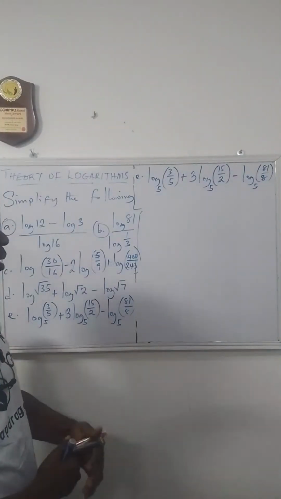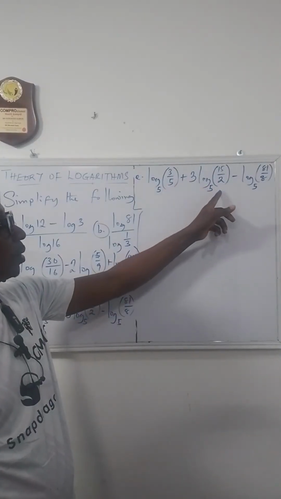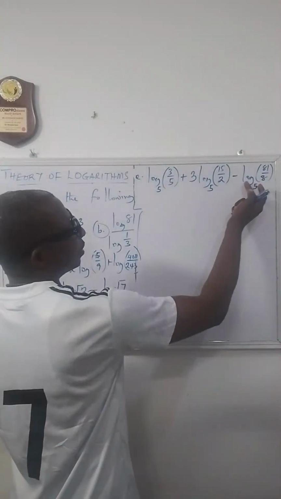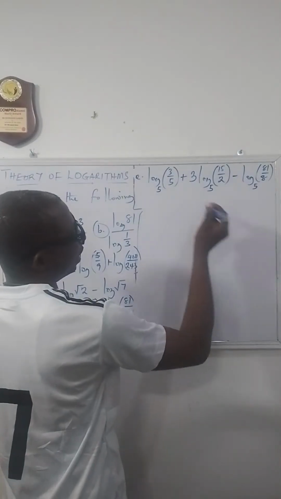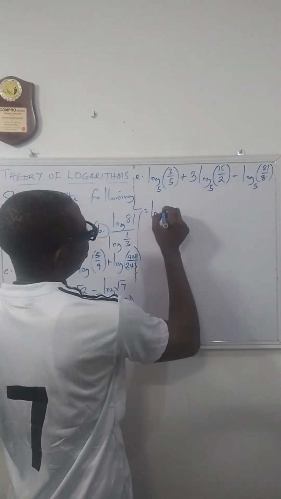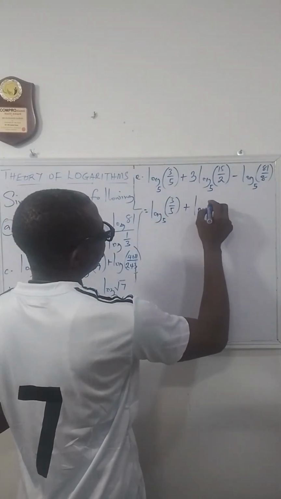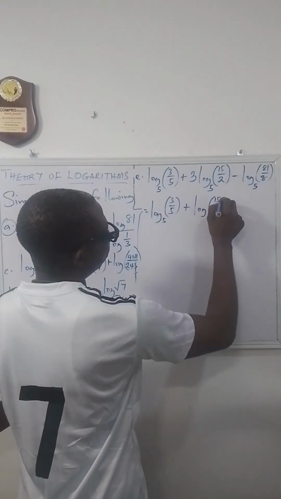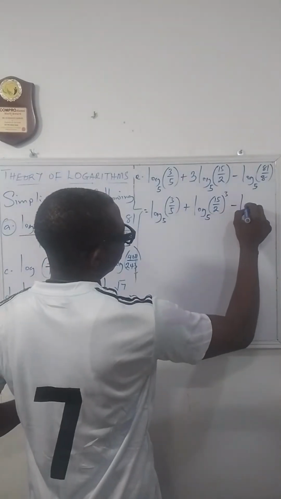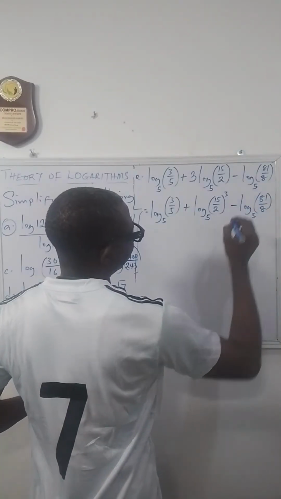Okay, so we are going to be applying the law of multiplication here, right? So whenever you are adding, you multiply, or vice versa. And here when subtracting, you divide. But before we do that, let's move this up. So this gives us logarithm of 3 over 5 base 5 plus logarithm of 15 over 2 to the power of 3 base 5 minus logarithm of 81 over 8 to the base of 5.